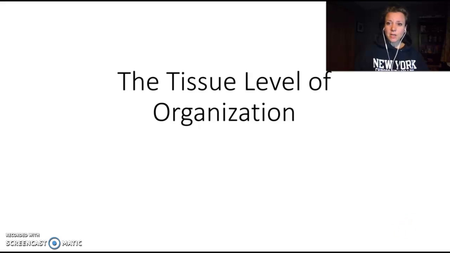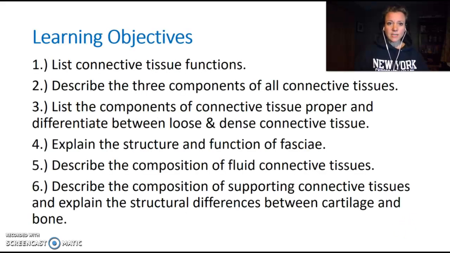So we have a couple of learning objectives that I just want to run through with you. Number one, list connective tissue functions, describe the three components of all connective tissues. That's definitely something that you should star in your head or write down in your notes. List the components of connective tissue proper and differentiate between loose and dense connective tissue. That's definitely something that you ought to be able to do.